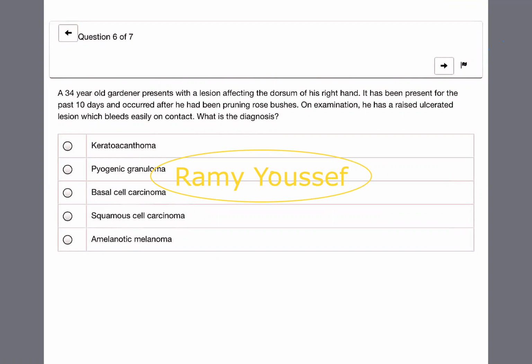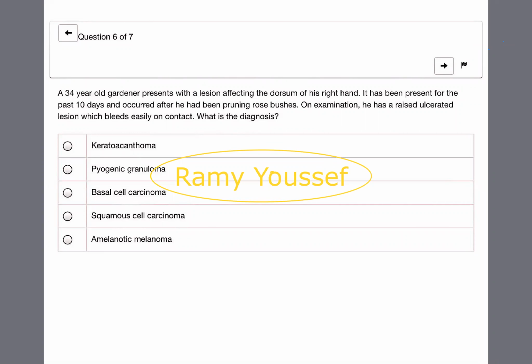A 34-year-old gardener presents with a lesion affecting the dorsum of his right hand. It has been present for the past 10 days and occurred after he had been pruning rose bushes. On examination, he has a raised ulcerated lesion which bleeds easily on contact. What's your diagnosis? A. Keratoacanthoma, B. Pyogenic granuloma, C. Basal cell carcinoma, D. Squamous cell carcinoma, or E. Amelanotic melanoma. D. Pyogenic granuloma.